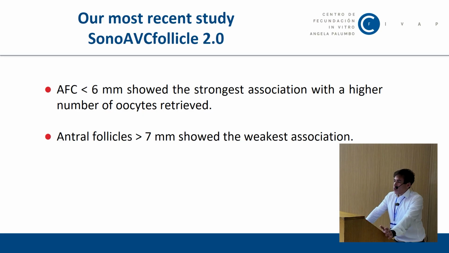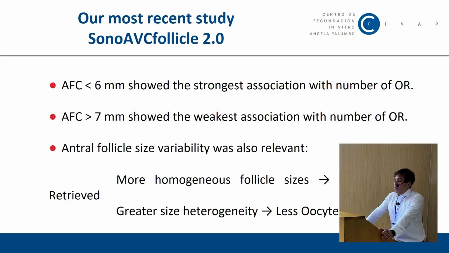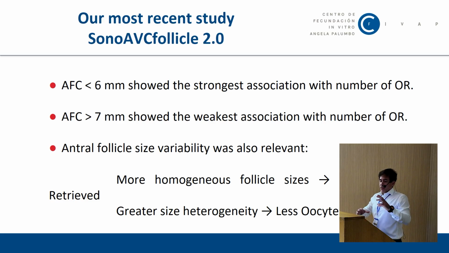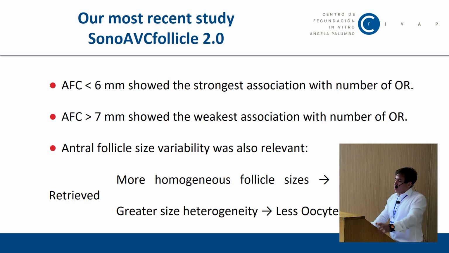And this is a new thing that we have found, that antral follicle size variability was also relevant. More homogeneous follicle size was related with more oocytes retrieved, and greater size heterogeneity was related with fewer oocytes retrieved. So this is also a new thing, because it's not only size, but the heterogeneity of the size of the follicle may also be important.